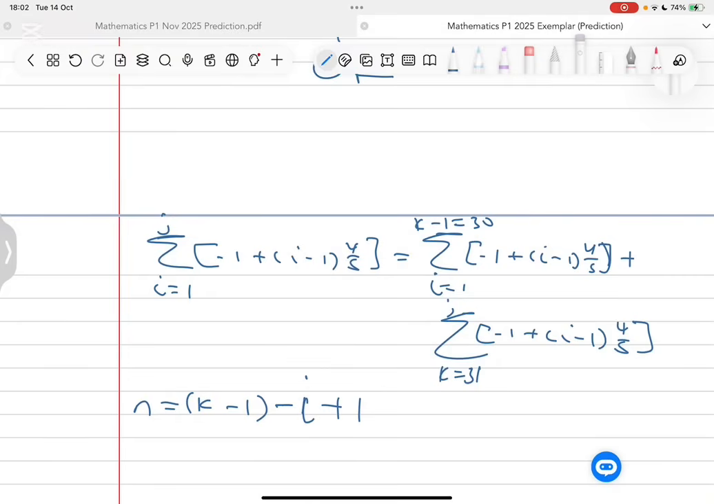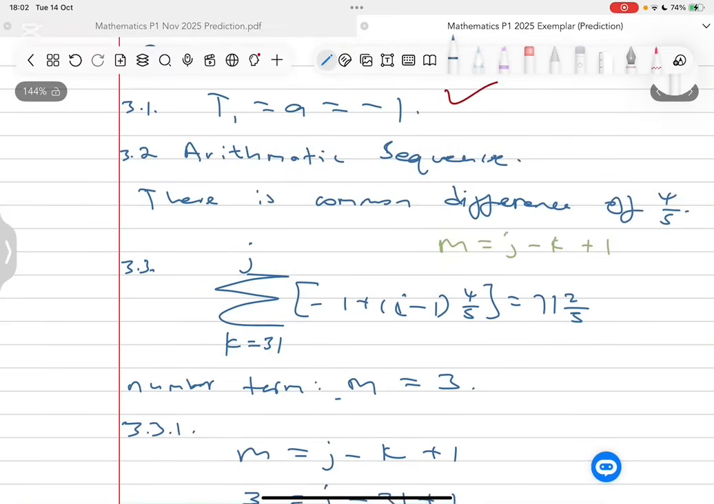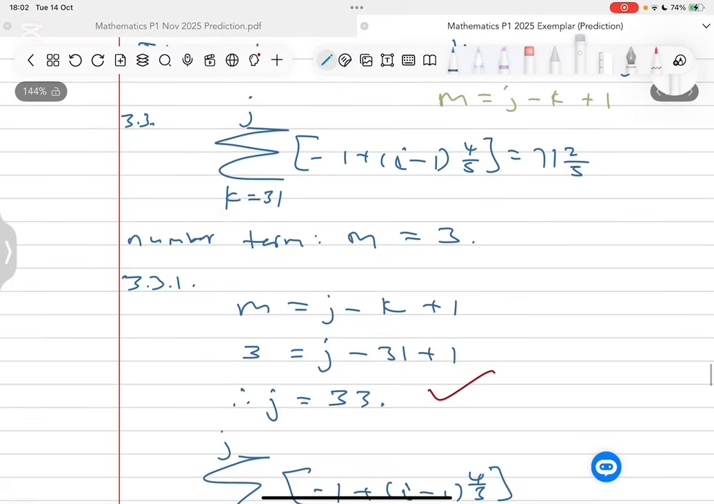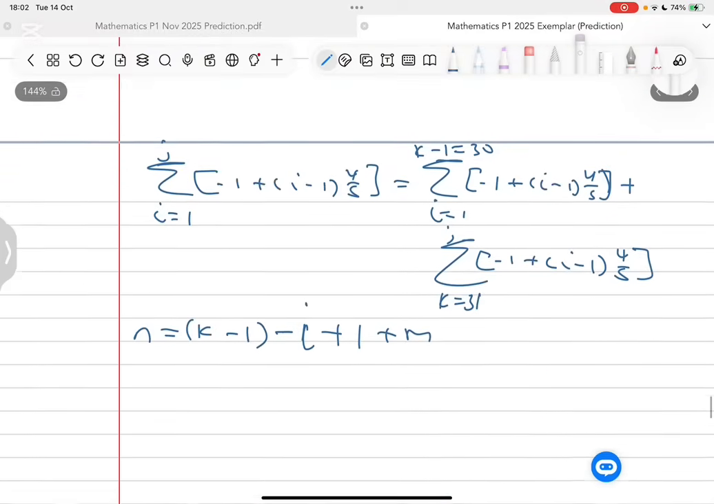But in this case, because I'm looking for n, meaning the whole number of terms from i equals 1 to j, it means I also have to add the number of terms that we have here. In the question, we were told that the number of terms here is 3, and we said this is m. The last 3 terms, given as 3, is equal to m. So these are for the last 3 terms here. So this is how I'm going to construct my formula.